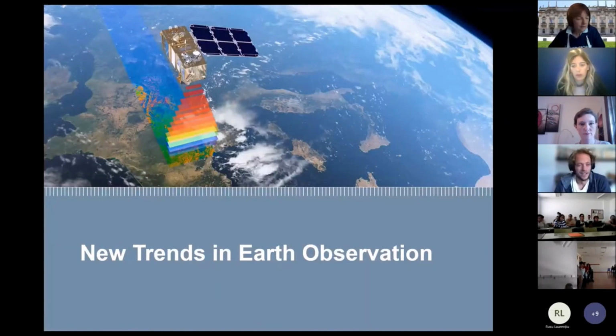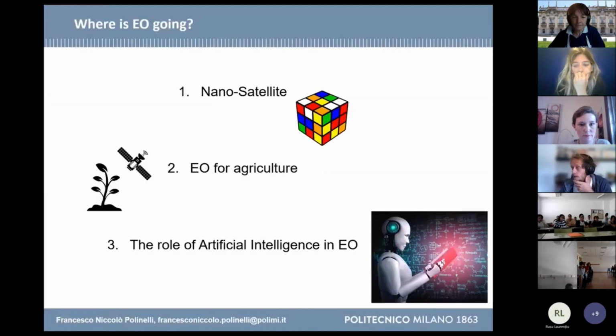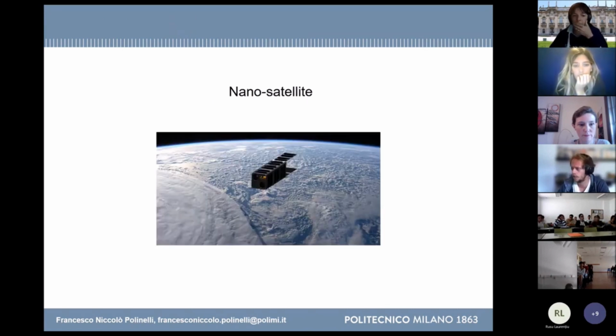Okay, perfectly. I'm going to show you in a brief presentation what the new trends in Earth observation are. If you want to answer the question, where is Earth observation going? We will cover 3 different topics today. The first one is nanosatellites. The second one is Earth observation for agricultural purposes, and the last one is the role of artificial intelligence in Earth observation.